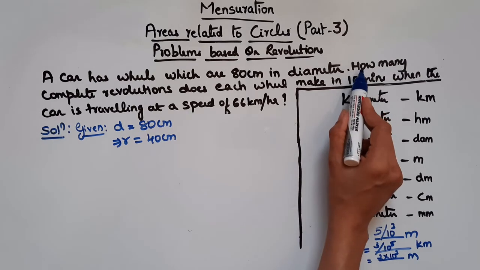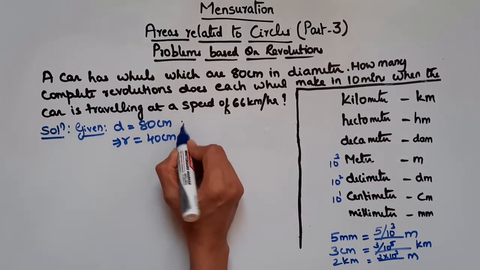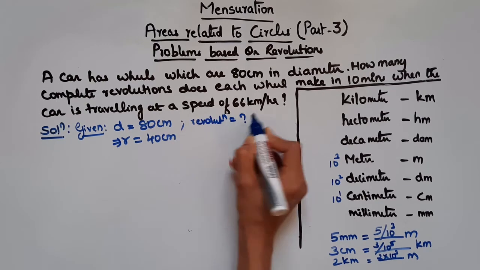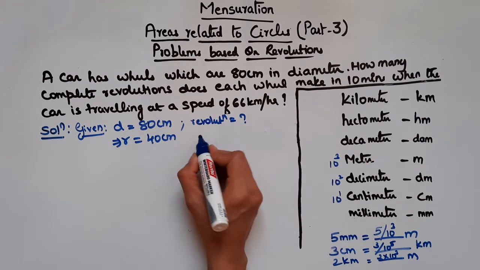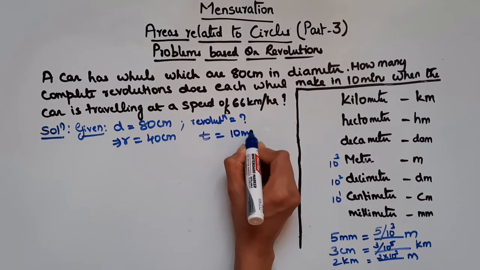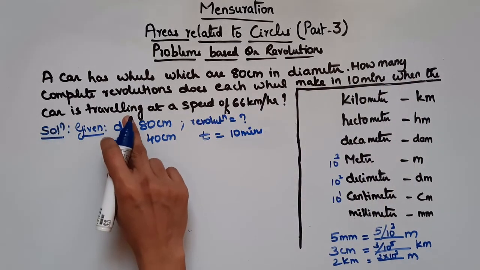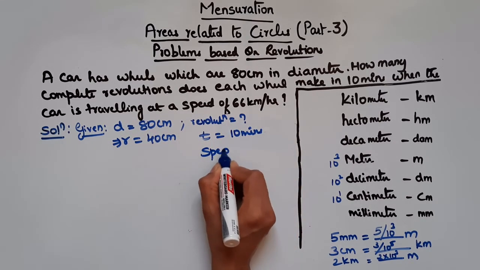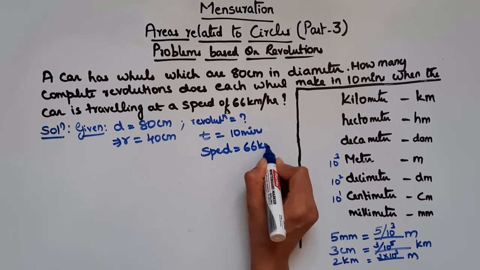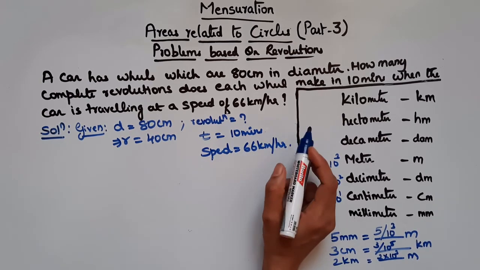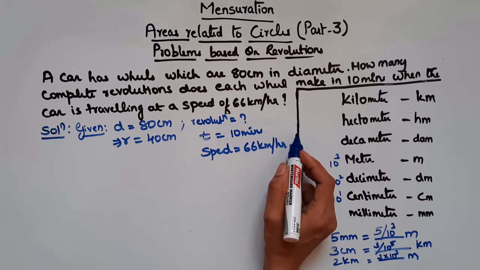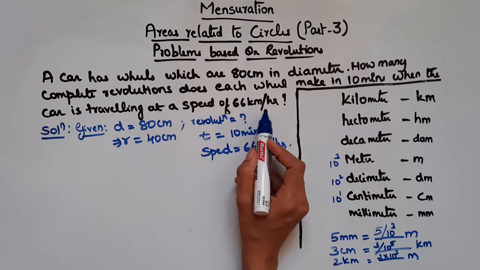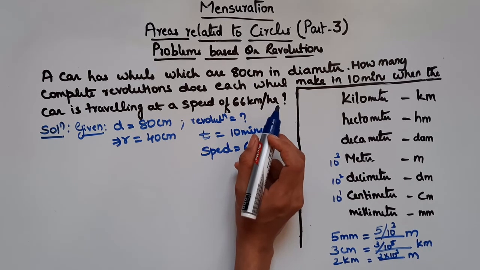So here we have to find how many complete revolutions each wheel makes in 10 minutes. So time is given as 10 minutes when the car is traveling at a speed of 66 km per hour. So speed is given as 66 km per hour. So it means for 10 minutes, how many revolutions is the wheel making when the car is traveling at a speed of 66 km per hour? I hope the question is clear.